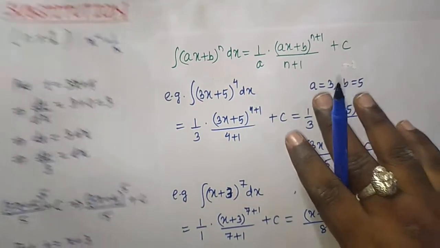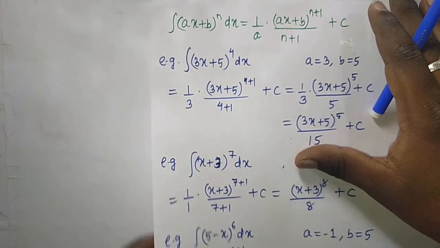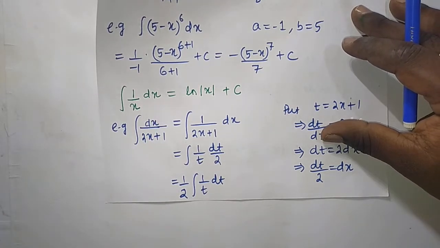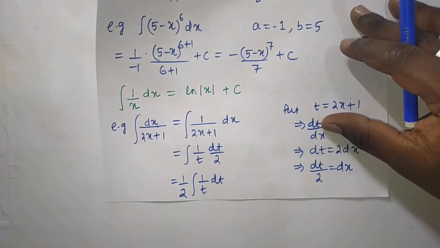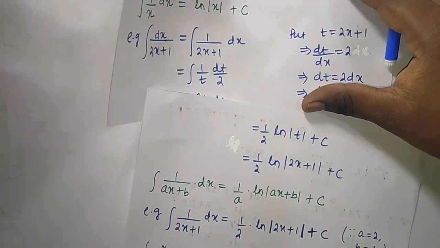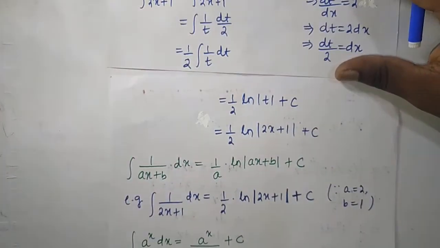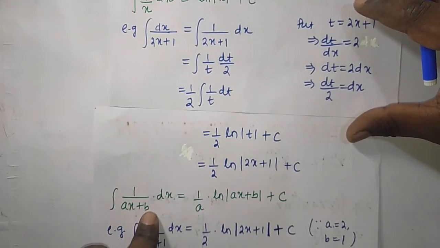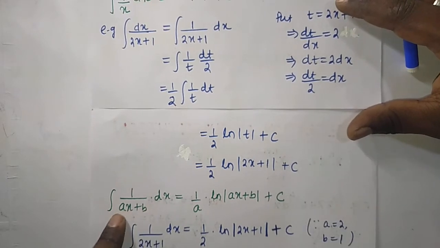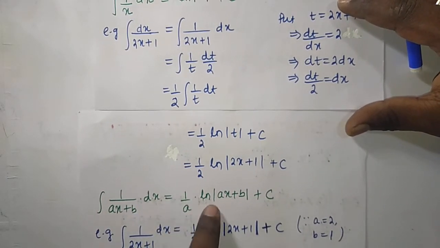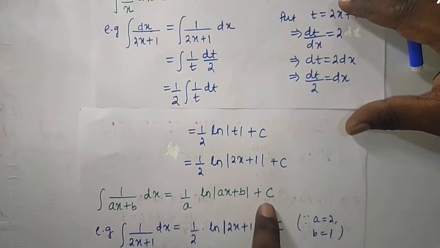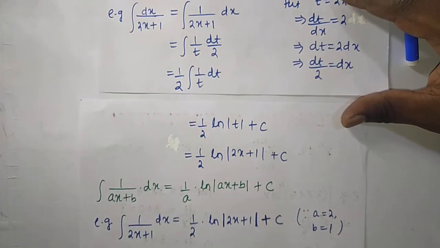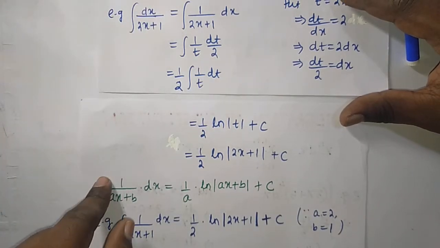Here you have done more steps, but by using this formula you get the answer directly, in a shortcut way. Now you see here I have also given this example, and for this example also there is a shortcut. What is that shortcut? I have given the integration of 1 by (ax + b), which is equal to 1 by a ln modulus of (ax + b) plus c. Here I am doing the same example in a shortcut way using this formula.